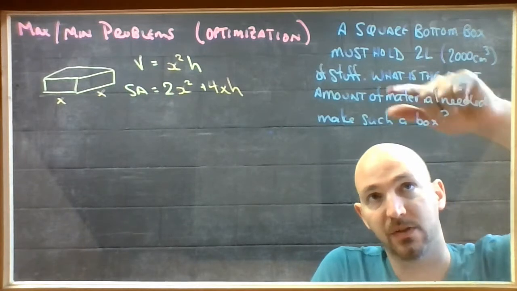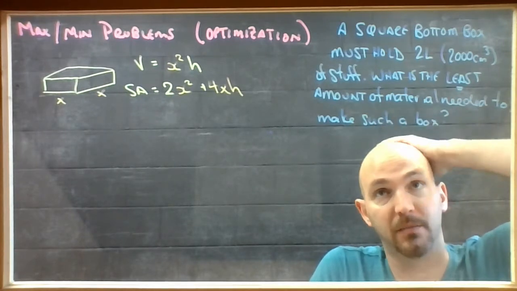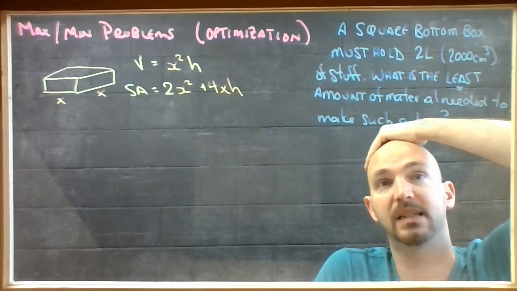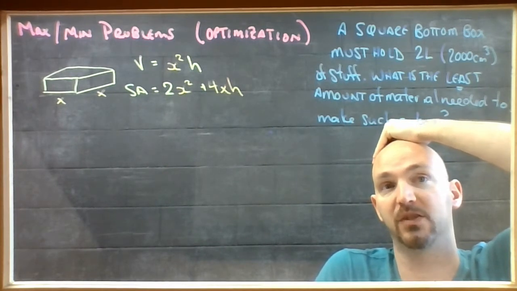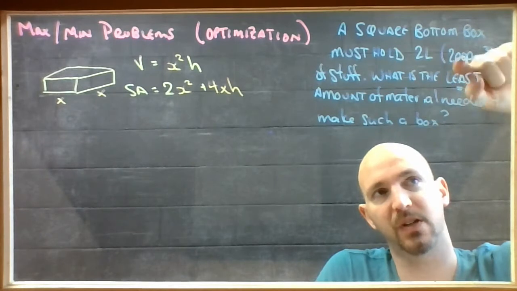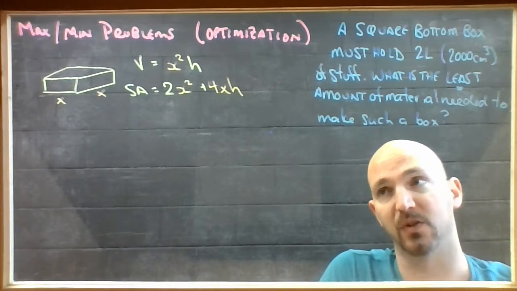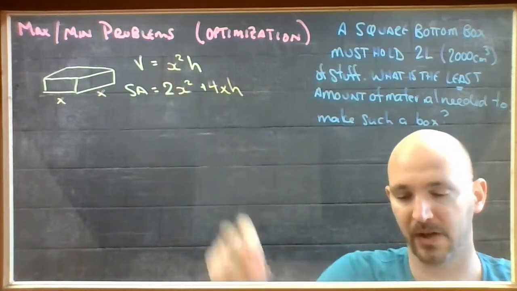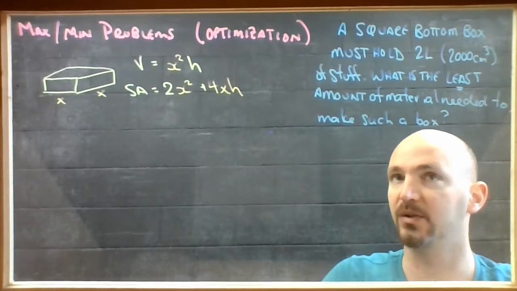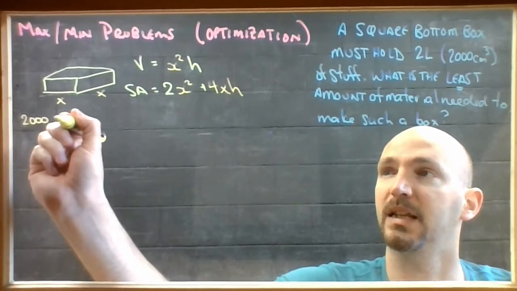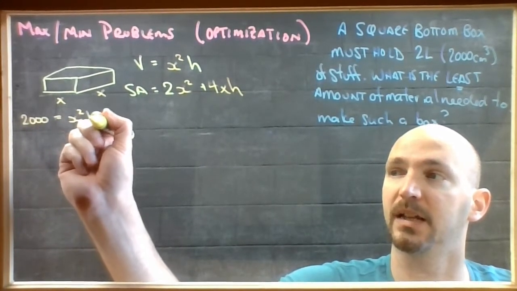So if I continue through the problem, it says a square bottom box must hold 2 liters of stuff. What is the least amount of material needed to make such a box? So first off, liters, that's a volume. So you can tell because it's centimeters cubed. So I'm going to take that number, I'm going to park it in here. 2,000 equals x squared h.